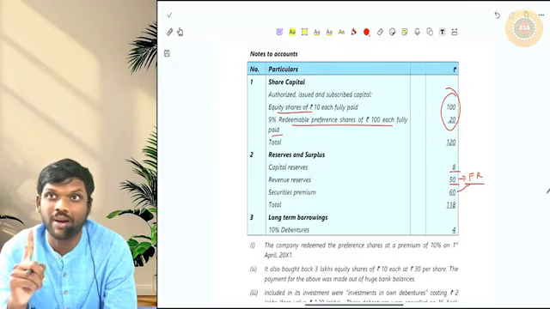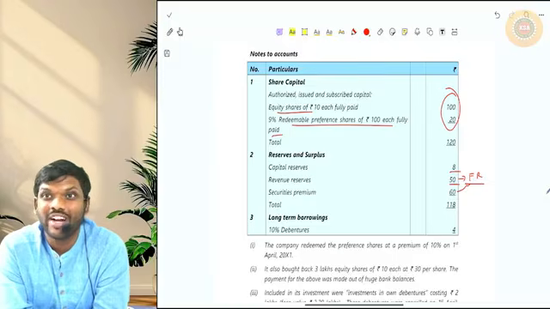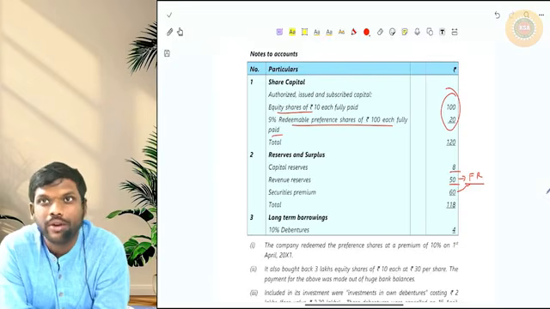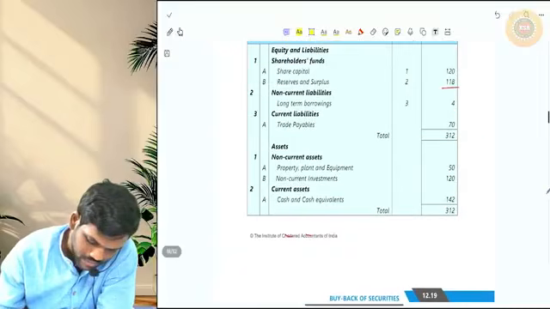Tomorrow, in the dividend chapter, you may ask, sir, you said securities premium is a free reserve, so can I give dividend out of this securities premium reserve? No. Only for the purpose of the buyback chapter, the securities premium reserve is a free reserve. Keep that point very strong in your mind.